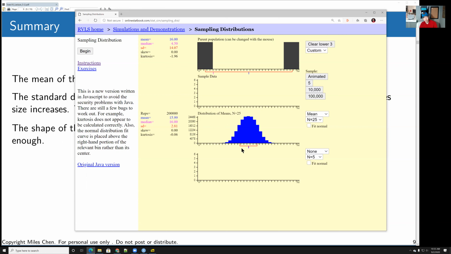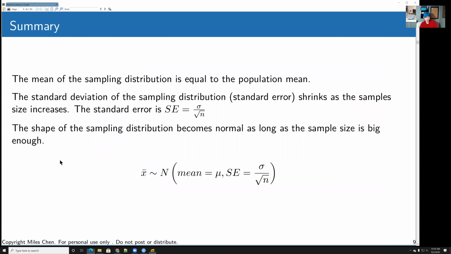This is not exactly equal because this is technically an empirical distribution. It's based off of 200,000 simulations. It's not based off of the theoretical results. Theoretically, if I continue increasing this to say, like 1 million, then the mean of your empirical distribution should equal the mean of the parent population. All right, so in theory, the mean of the sampling distribution should equal the population mean.